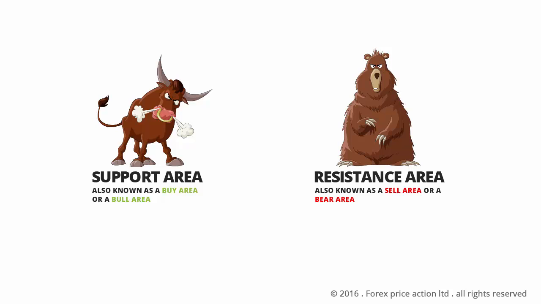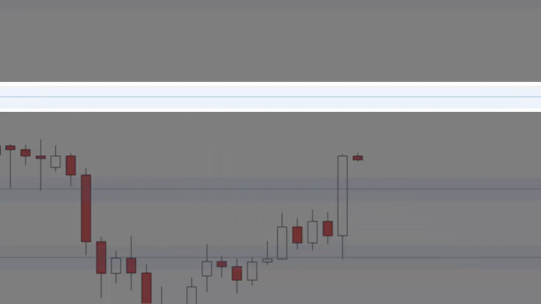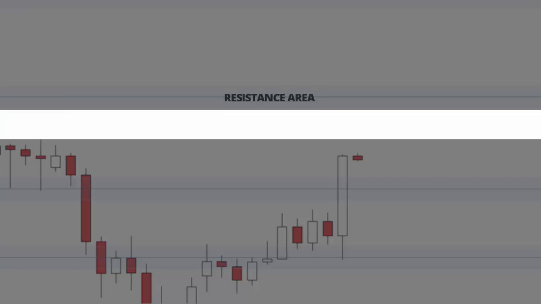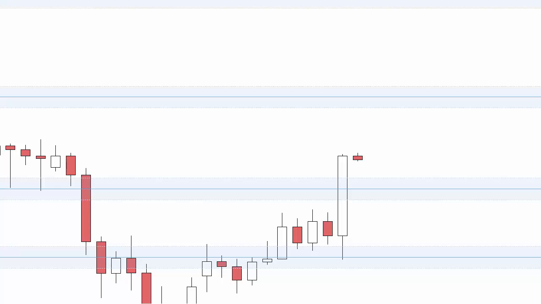Because a support area is a buy area and a resistance area is a sell area, support always appears below the current price level and resistance always appears above the current price level. On this chart, price is currently here. So this area that appears above is resistance, otherwise known as a bear area or a sell area. And this area that appears below is support, otherwise known as a bull area or a buy area. But what are these areas and what do they do?